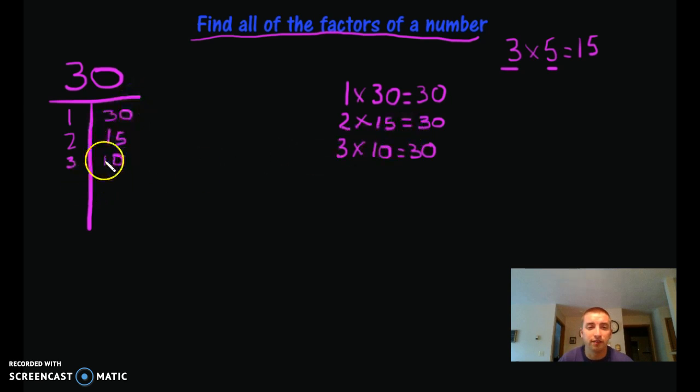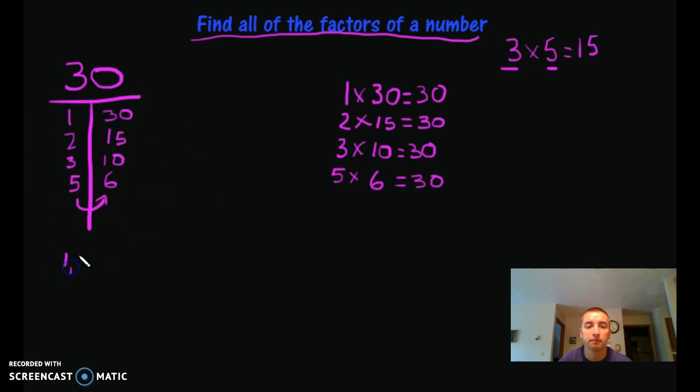Going on to 5 then. I know 5 works because 30 ends in a 0. So 5 times, and I've got to think, okay, 5 times 6 is 30. Alright, so I'm going to put that over here. Then my next number up is 6, but if y'all notice, 6 is the bottom of my other side of my t-chart. So once this happens, I know I have all my factors of 30.